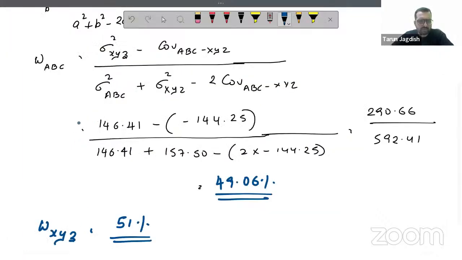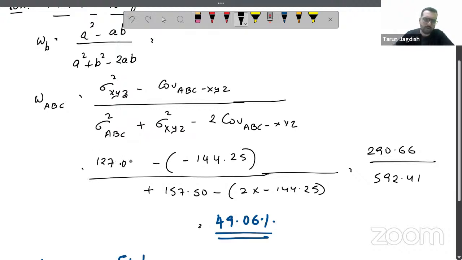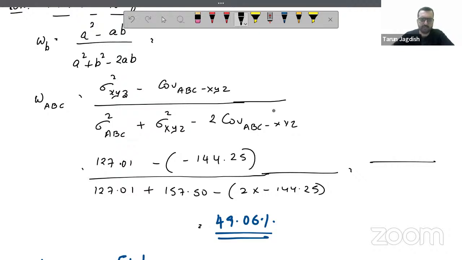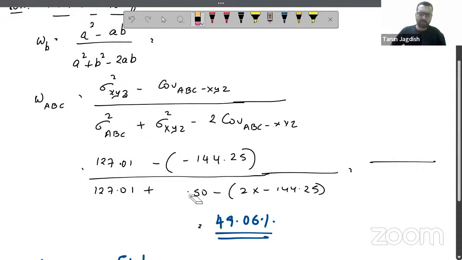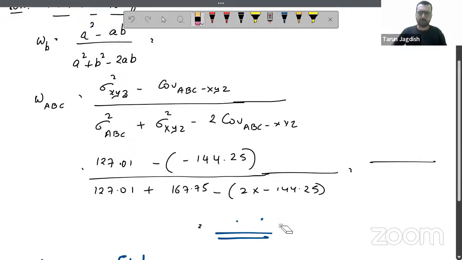Actually, the variance is wrongly taken, I think. Which variance? Of XYZ is 127.01. How did I get 146? Any idea? Okay, tell me once again, what's the variance? 127.01. And so here also it will be 127.01. So the total will change, right? The variance of ABC is 167.75 instead of 157. All the numbers have got it wrong. Fantastic. 167.75. Okay, so can you tell me what is the total numerator and denominator that you got over here?